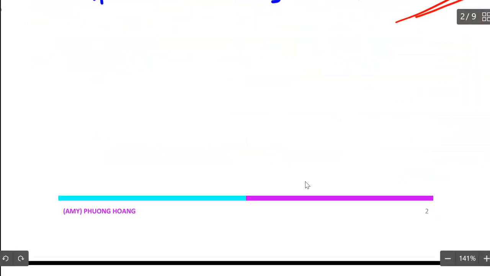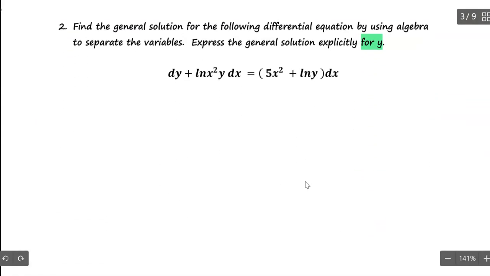Okay, so let's move on to the next one. This one right here. So now you know that solving a differential equation is quite challenging. It needs the logic of algebra to be involved. Okay, so how do we approach this equation? First of all, you see that you have dy on its own, then you have this term in dx, and you also have dx on this side as well.